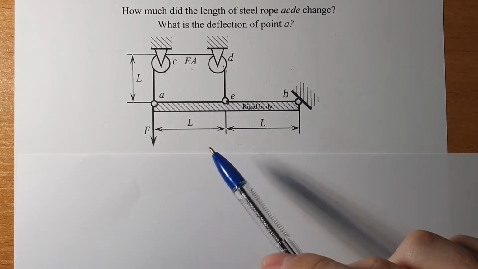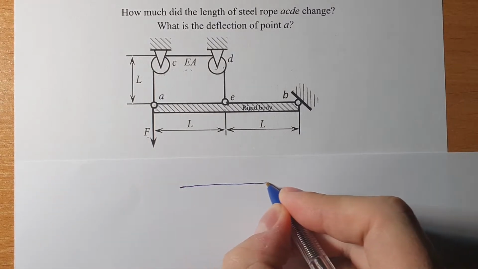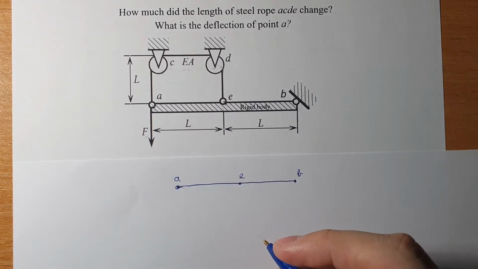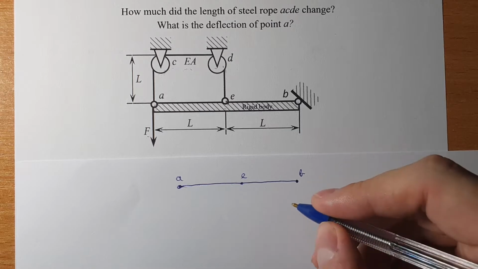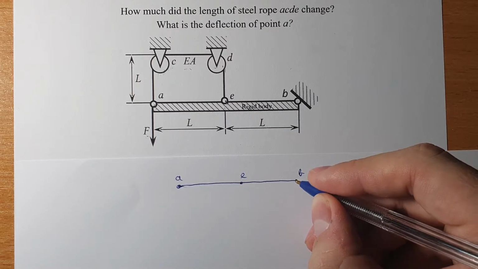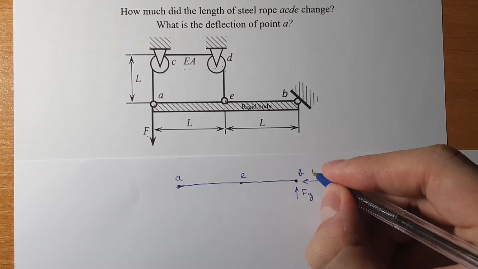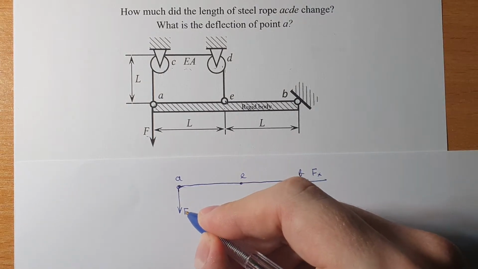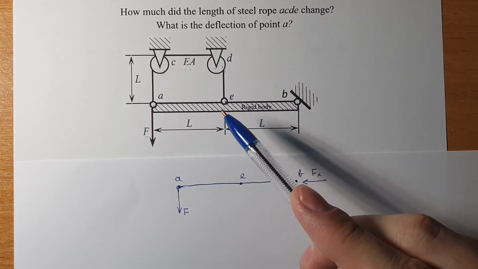So to solve this problem, we need to draw a free body diagram of rigid body AB. So let's do this. Okay, point B, point E, and point A. At point B we know that there are two reaction forces, Fy, the vertical force, and the horizontal force Fx. We also know that at point A acts a force which is equal to F, and at points A and E acts a force which is equal to the steel rope's tensile force.